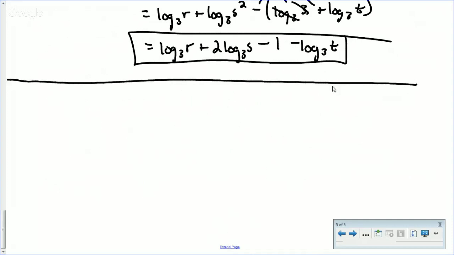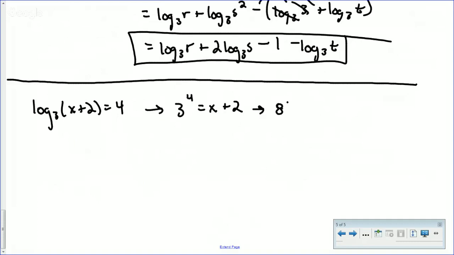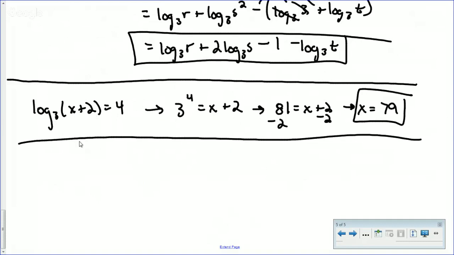Now we've got some solving ones we want to look at. So I'll say log base 3 of x plus 2 equals 4. Since the log's on one side, we'll just rewrite it as exponential. So I have 3 to the 4th equals x plus 2. 3 to the 4th is 81 equals x plus 2. Minus 2 on both sides, you get x equals 79. And we want to check that. We'll plug in 79. 79 plus 2 is 81, which is a positive number. So we're good. The only problem would be if I had 0 or a negative number.